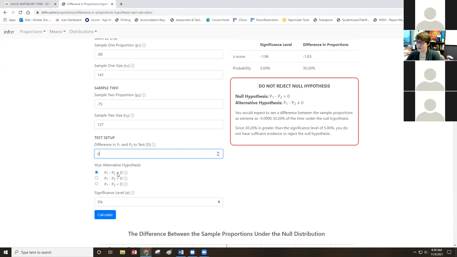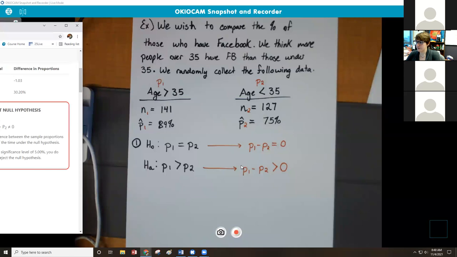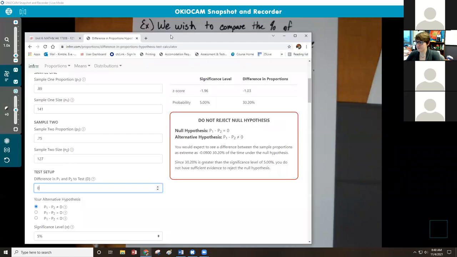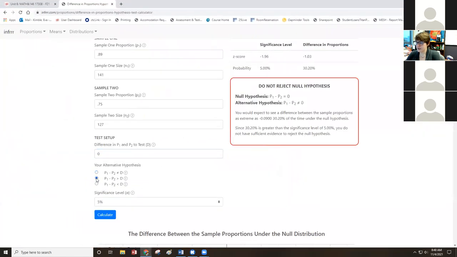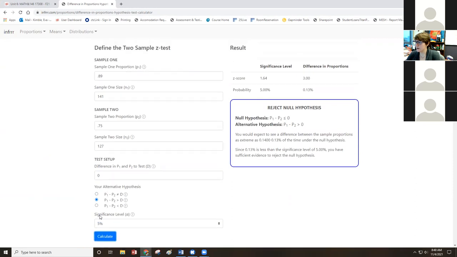All right, so our alternative hypothesis is that we think that P1 minus P2 is greater than this difference, which is zero, as we can see right here on this right-hand side. So we would like to select that one. Our significance level, we'll just keep it at 5%. We'll hit calculate. So what we see here is our z-score is going to be 3. And the thing that we actually really want is that probability, which is 0.13.